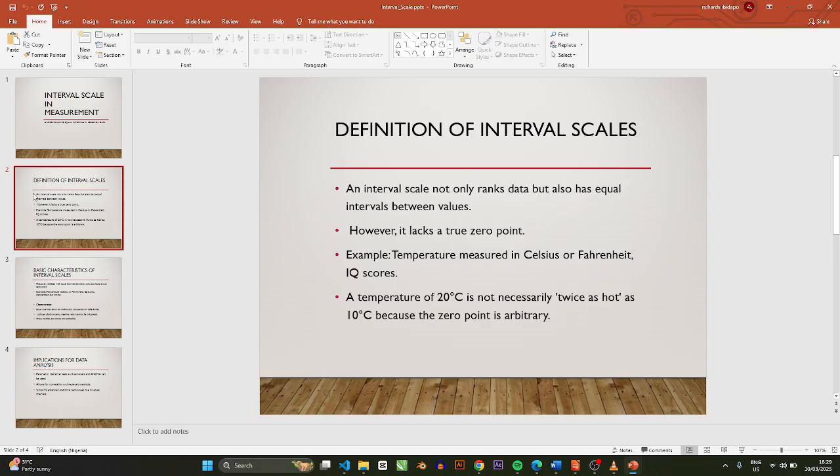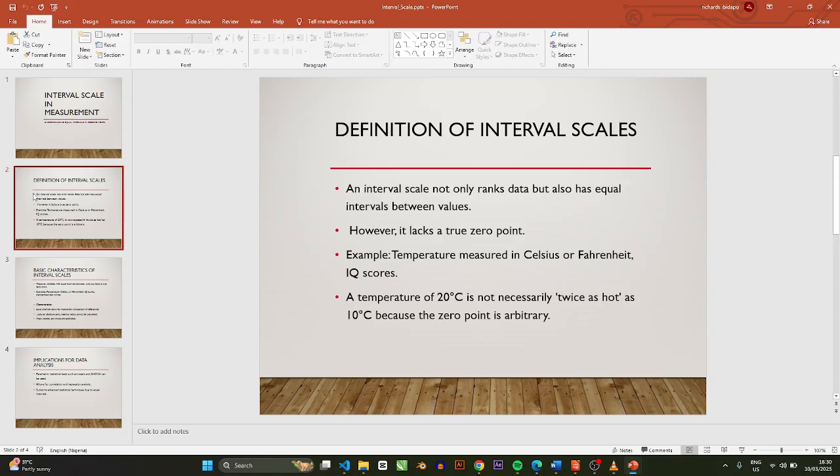Temperature is measured in either Celsius or Fahrenheit. So for instance, we have a set of data like 0 to 10 degrees Celsius, from 10 degrees Celsius to 20 degrees Celsius, 20 degrees Celsius to 30 degrees Celsius. If you look at the intervals between these categories of numbers I've given, you see that the intervals are the same. They don't change. There's no disparity in the intervals. The intervals are always the same.